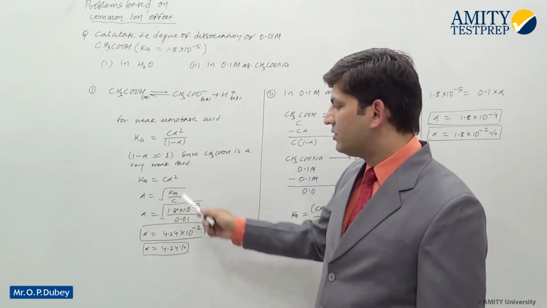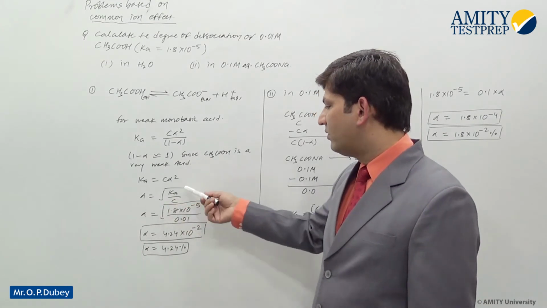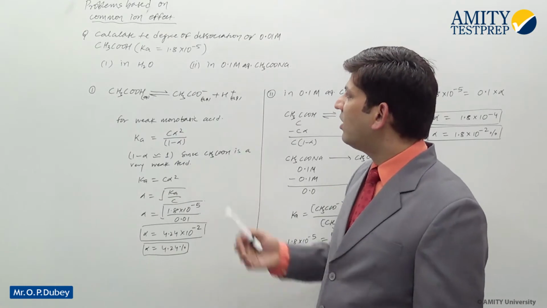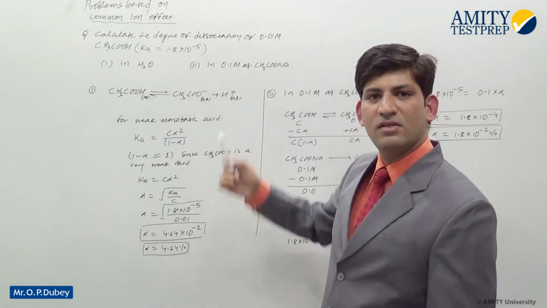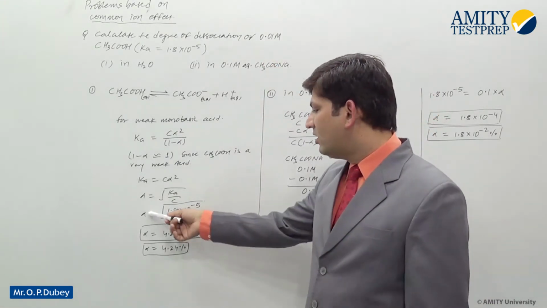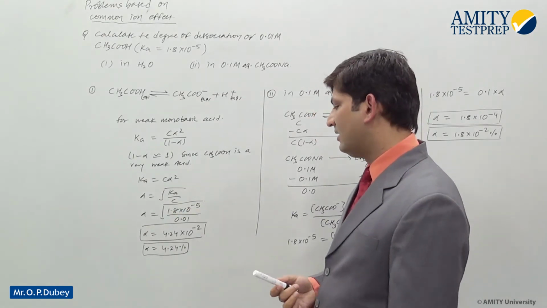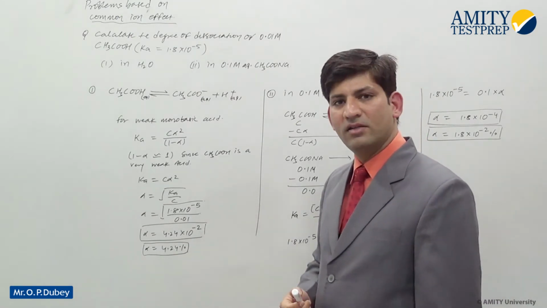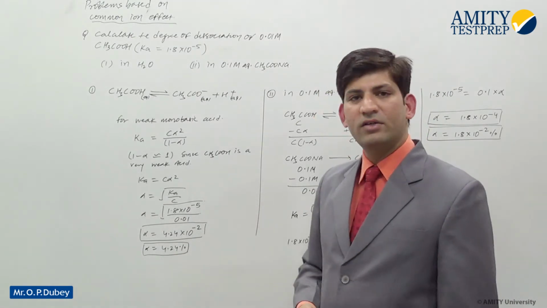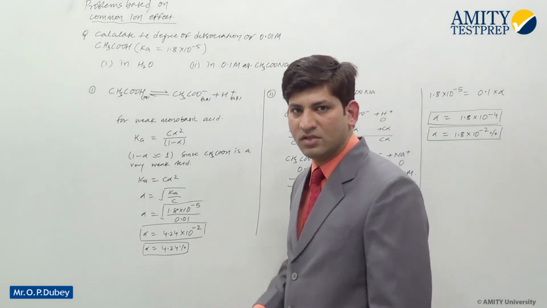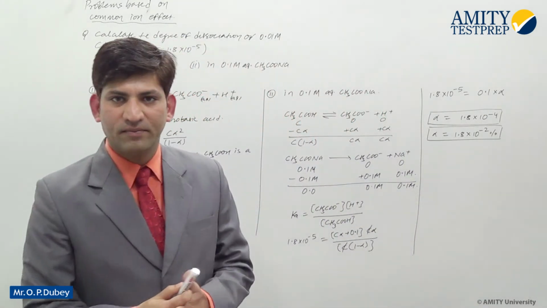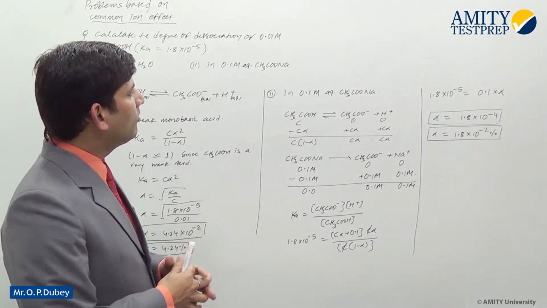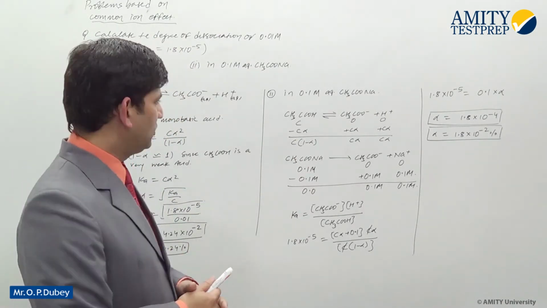Now Ka is equal to C alpha square and alpha is equal to under root Ka upon C. The Ka value is given and the concentration of the acetic acid is given, which is 0.01 M. The degree of dissociation of acetic acid in water is about 4.24 multiplied by 10 to the power minus 2, which is equal to 4.24%. Now the degree of dissociation of acetic acid in 0.1 M sodium acetate solution.